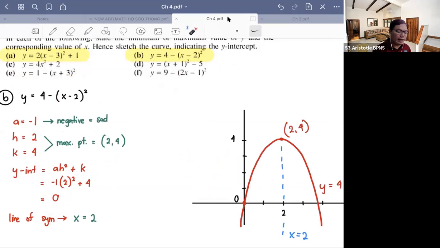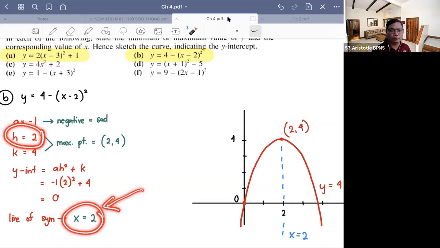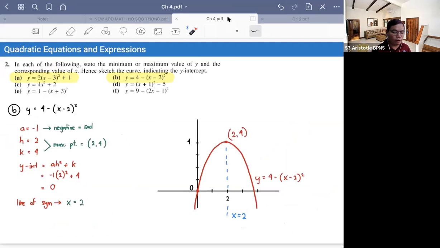And then the line of symmetry is x equals 2. So this is equal to whatever h is. If h is 2, the line of symmetry is equal to 2 also. Okay, so that's it. So how do we draw this?